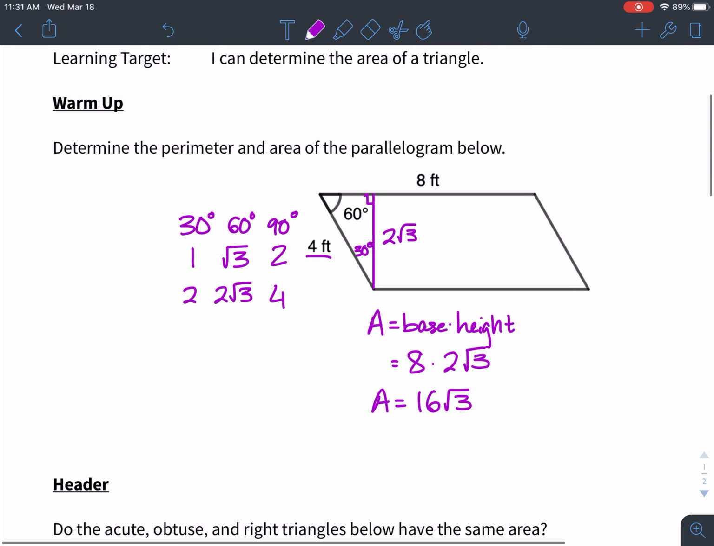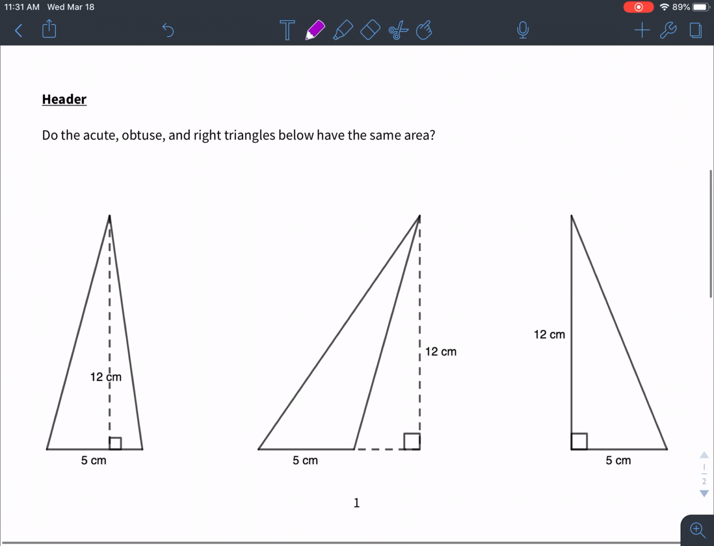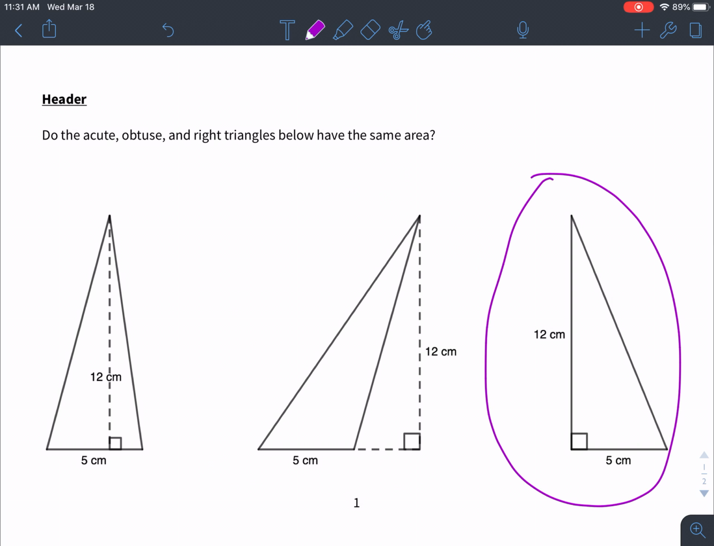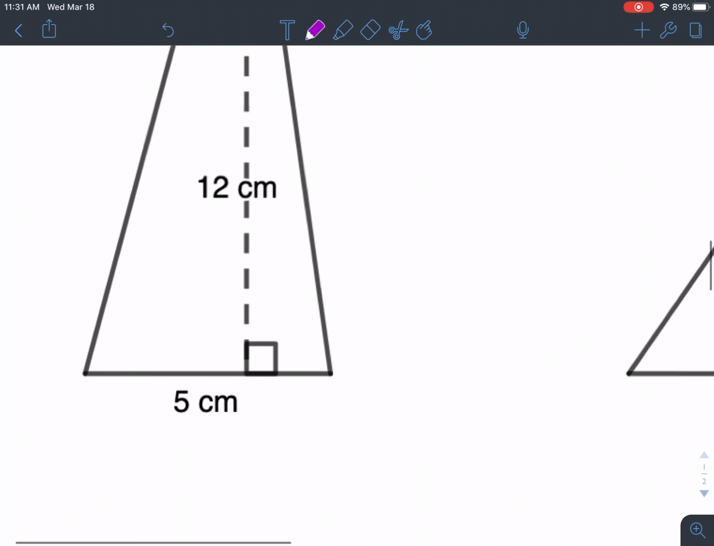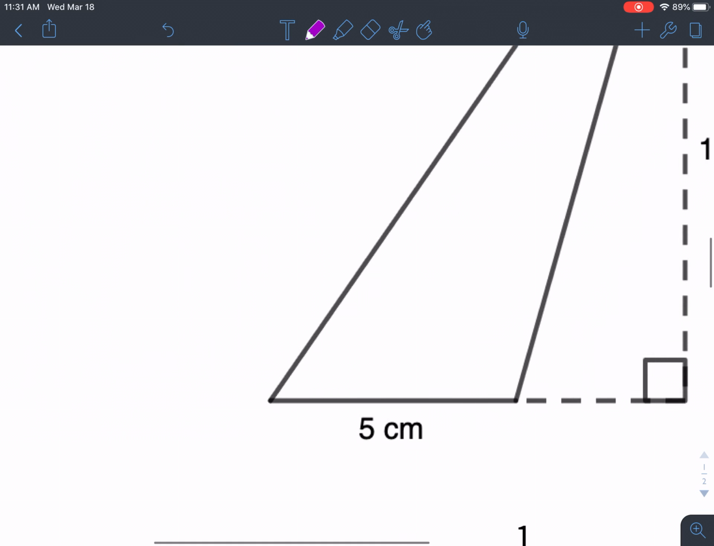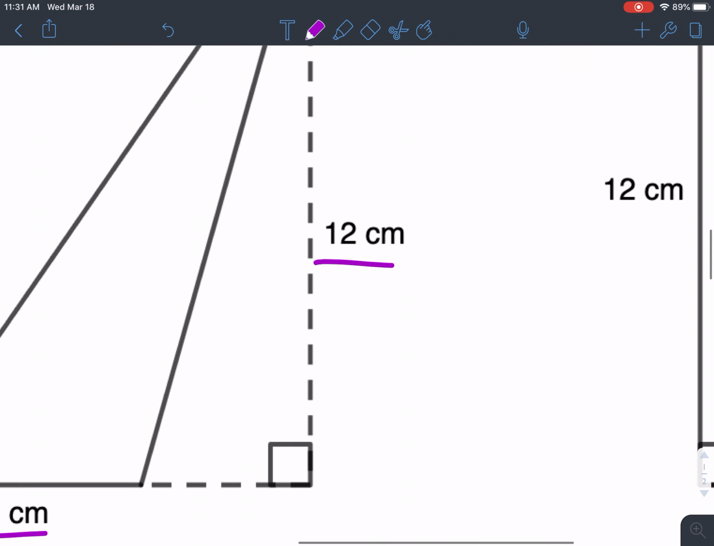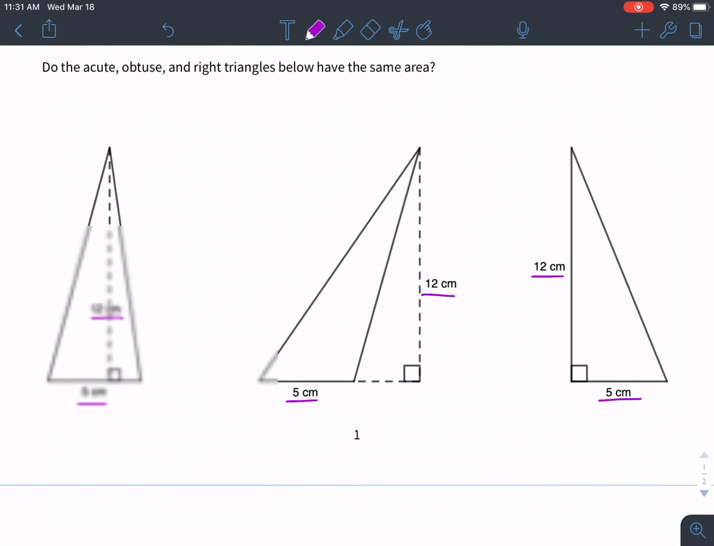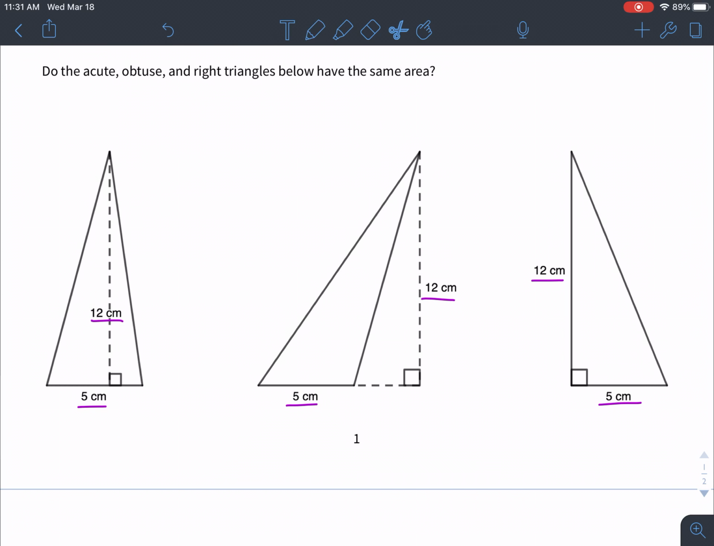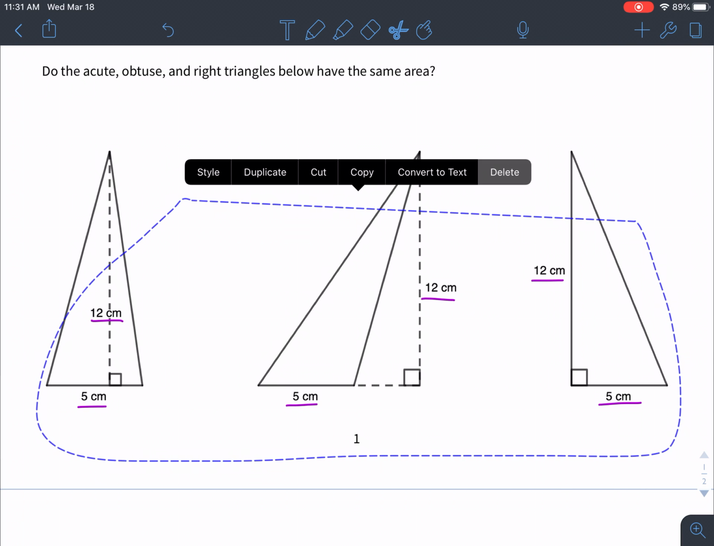All right, let's push forward onto our notes down here. Notice that we have 3 triangles here. We have an acute triangle on the left, an obtuse triangle in the center, and a right triangle on the right. For each of these triangles, we have the same dimensions. We have 5 centimeters, and a height of 12 centimeters. The altitude is 12 centimeters long. And again, 5 centimeters and an altitude of 12 centimeters. They all have the same dimensions, but the question is, do they have the same area?